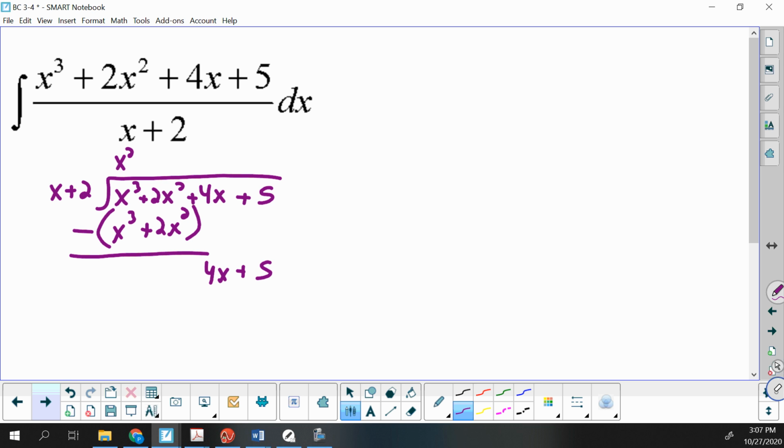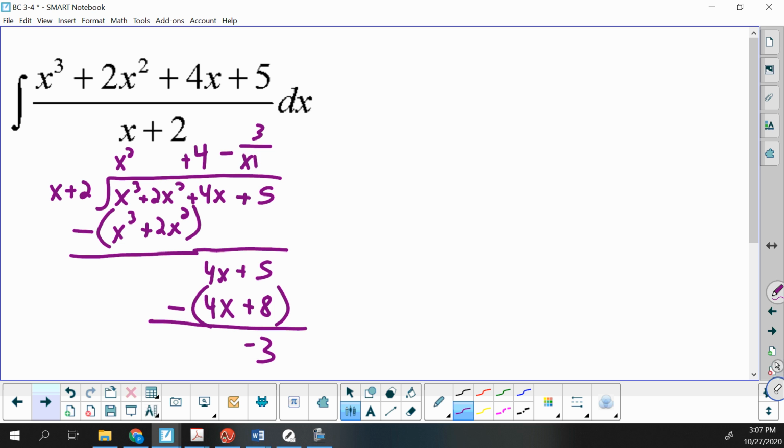And now you ask what times x gives you 4x? Well, that would be positive 4. If we multiply it through, we get 4x plus 8. And we've got to subtract the entire thing. 4x minus 4x is 0. 5 minus 8 will give us negative 3. Nothing times an x will give us a constant, so this is our remainder. We have minus 3 over x plus 2.